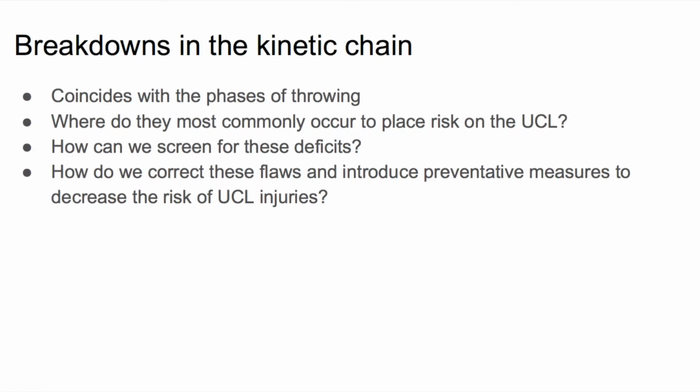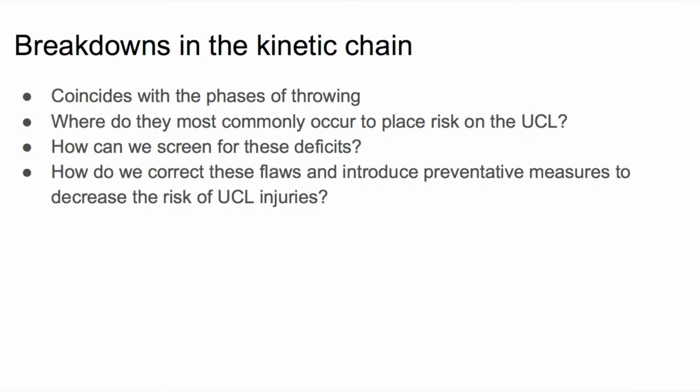When we look at the breakdowns in the kinetic chain, we see that they coincide with the phases of throwing. We want to look at where they most commonly occur to place risk on the UCL. Also, how can we screen for these deficits that occur in this kinetic chain? And finally, how do we correct these flaws and introduce preventative measures to decrease the likelihood of risk of UCL injuries? If we can effectively screen the individuals that have kinetic chain deficits, it may help to identify individuals who are at increased risk for injury and allow us to properly implement interventions to prevent injury.